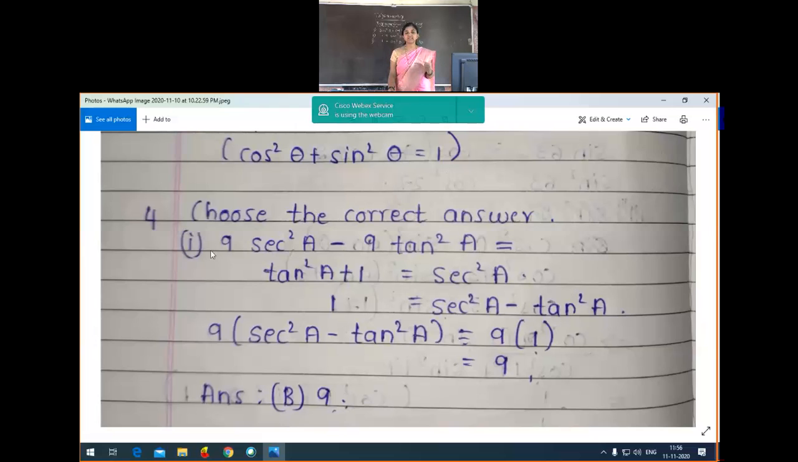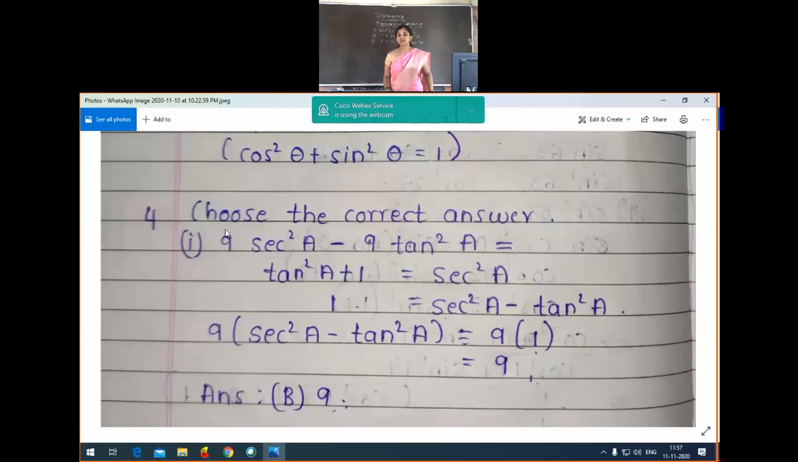First one. 9 secant square A minus 9 tan square A is equal to dash. Options are 1, 9, 8, 0. So we have to work this out. What we know is tan square A plus 1 is equal to secant square A. We have this second identity, right? So 1 is equal to secant square A minus tan square A. When tan square A comes to this side, it becomes minus tan square A.